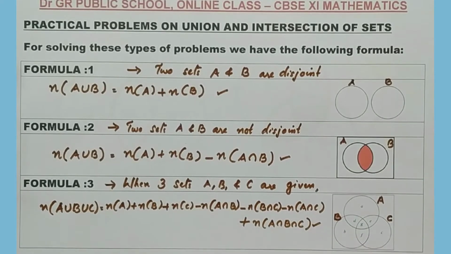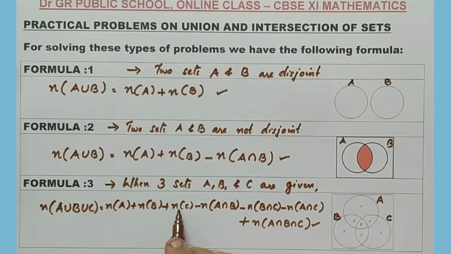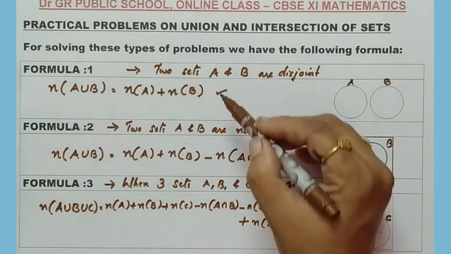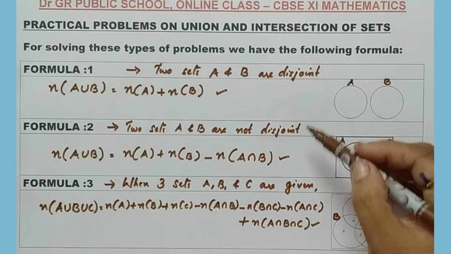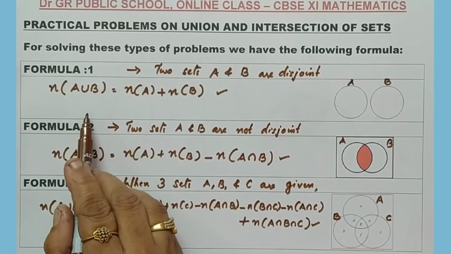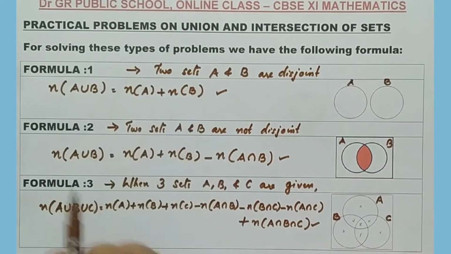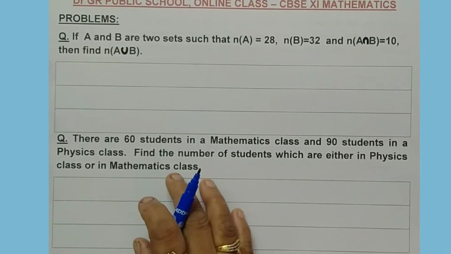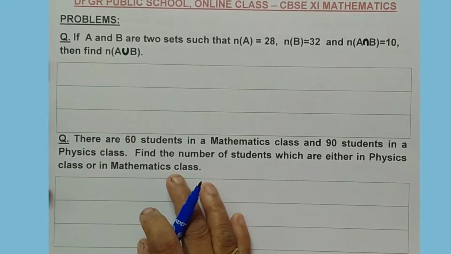Very important formula. A, B, C. Then take 2 at a time: A, B, B, C, A, C. And at last, don't forget about the sign. This is the plus sign. Then take N of A intersection B intersection C. Using these 3 formulas, we can find the number of elements in the given set. That is the practical problem. Now, we are going to do the problems based on these formulas.